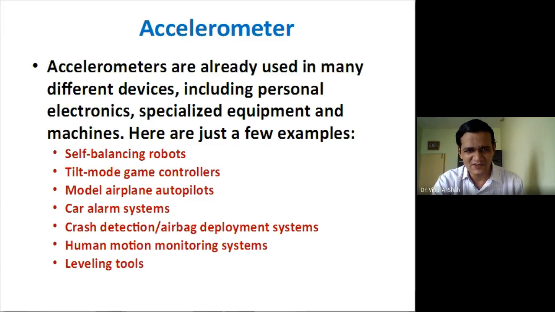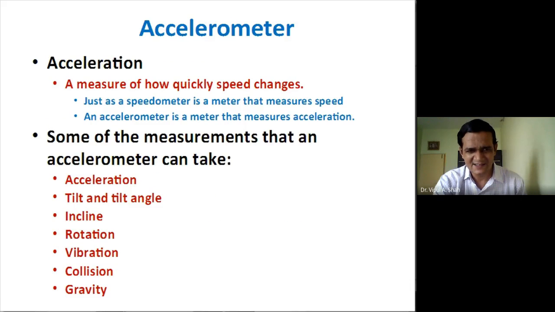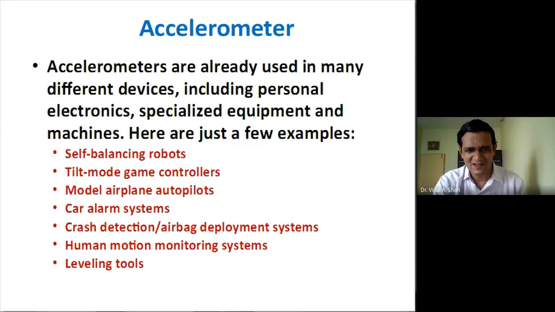Here are just a few examples: self-balancing robots, tilt mode game controllers, model airplanes, car alarm systems, human motion monitoring systems. So each human motion you can monitor for this particular purpose. The accelerometer will measure different conditions: tilt angles, rotations, vibrations, collisions, etc. Suppose a particular person has had an accident, and after that you want to monitor and maintain their activity. What is the motion activity, right? Before the falling condition, before normal conditions, etc. Then you can monitor this using the accelerometers.